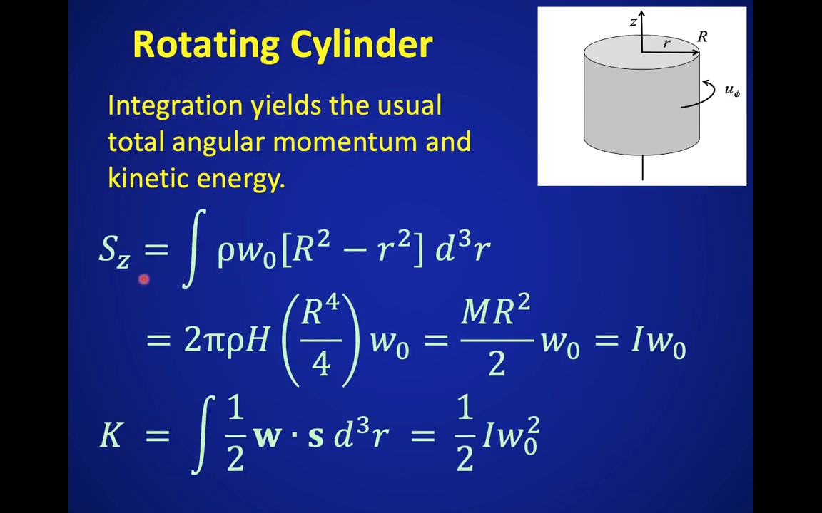Okay, and if we integrate that, the volume element is going to be the height times 2 pi times r dr. So we're going to get r fourth over 2 on this term, and r fourth over 4 for this term. So the difference is going to be r fourth over 4. We can factor out pi r squared times the height times the density to get the mass. So this ends up being m r squared over 2, which is the normal moment of inertia, multiplied by the angular velocity. So we get the normal expression for angular momentum of a rotating cylinder, and also the same kinetic energy, because with the constant angular velocity, you're just multiplying 1/2 times w0 here. So we get the same kinetic energy as well.